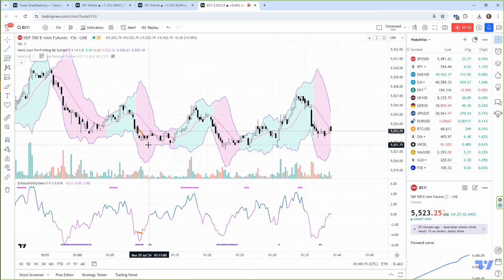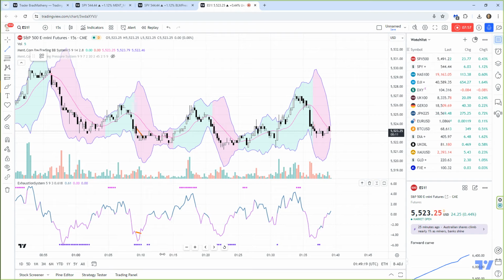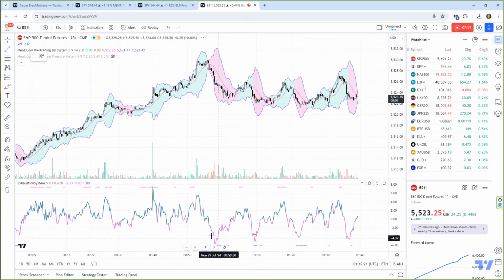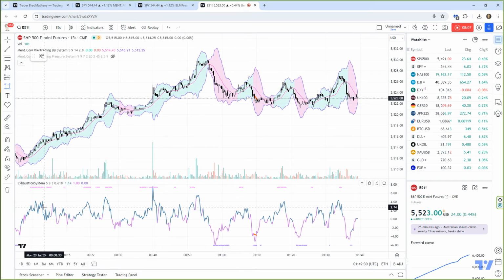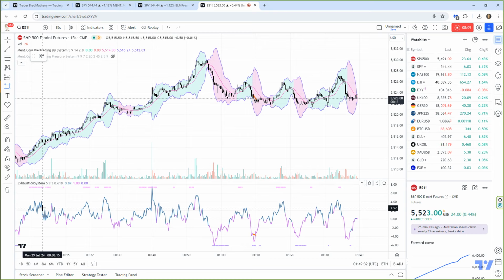And on these 15-second charts, you really want to try to avoid chop. Now, how do we identify chop? So this is really designed to help with chop as well. And chop would be essentially trading or staying within this very tight little range.